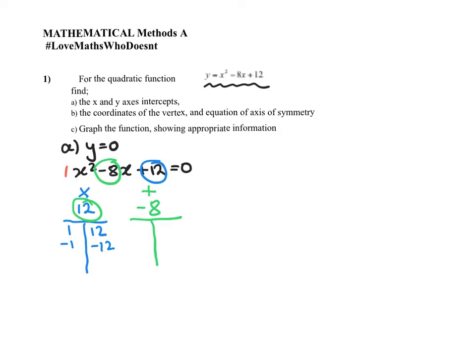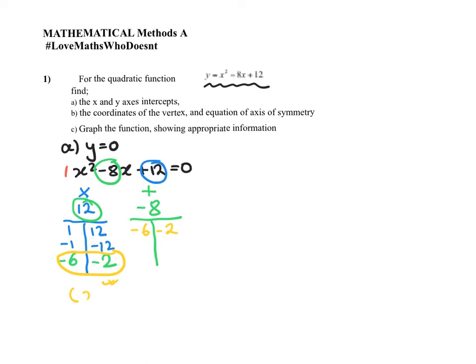Instead of going through all factors of 12, we may think, maybe it's 6 and 2. If they're positive, 6 times 2 is 12, but 6 plus 2 is positive 8, and we need negative 8. So I'm going to consider negative 6 and negative 2. When I multiply them, I get 12, which is beautiful, and if I add them, I get negative 8, which is good. So we found two values.